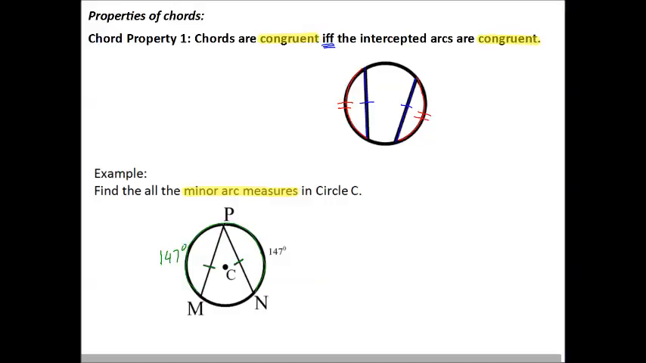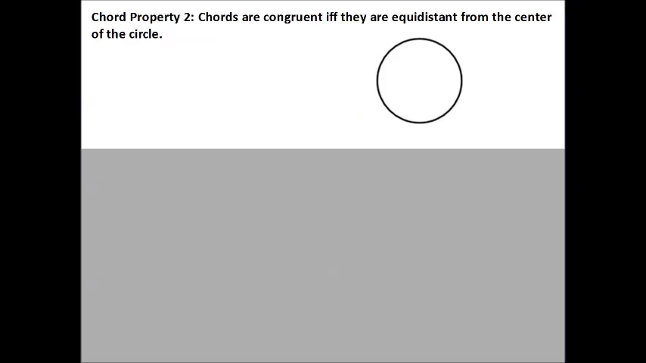And now the last arc that we need to find out about is arc MN, and that is the arc that completes the circle. So the three of them have to add up to 360 degrees. So we got 360 minus 147 minus 147, and that leaves us 66 degrees. So arc MN measures 66 degrees.